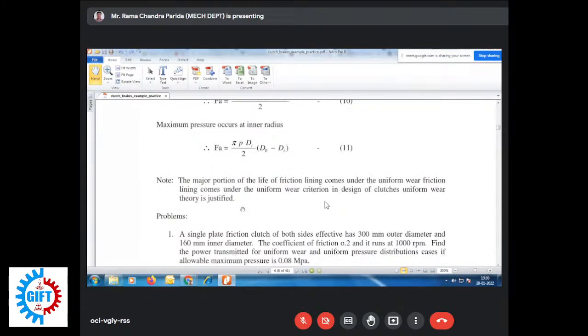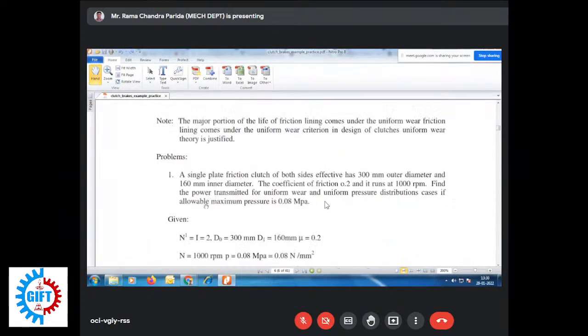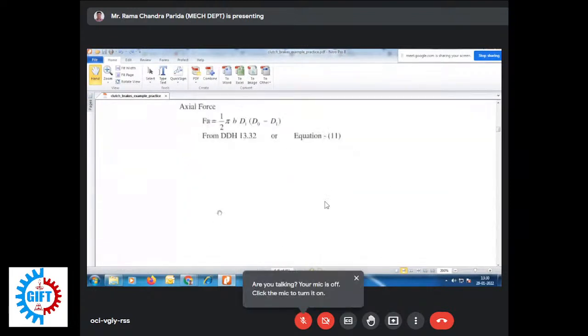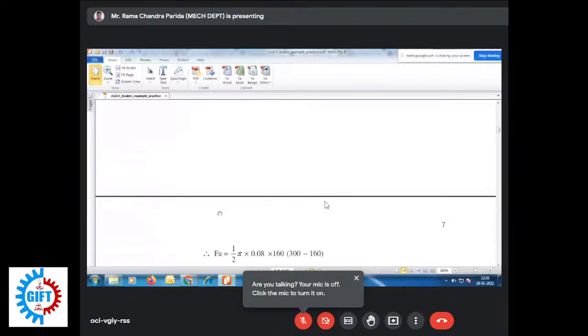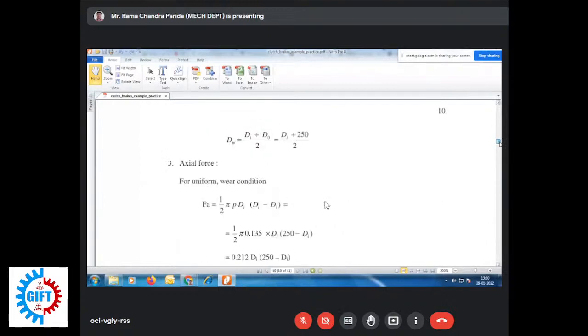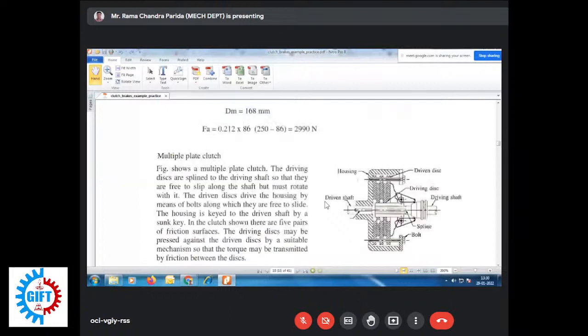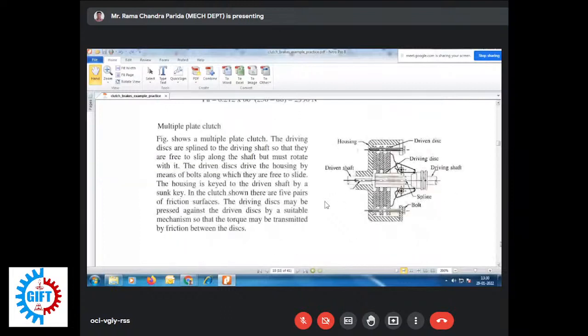Only you have to remember what is a clutch, what are the types of clutch, and we are in the friction clutches. We discussed the single plate clutch. Then we will shift to the multi-plate clutch. You can see this is the multi-plate clutch.